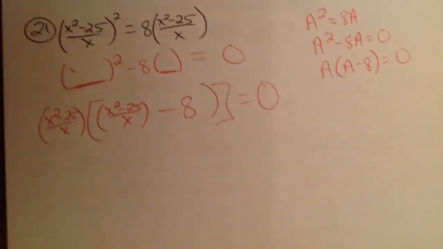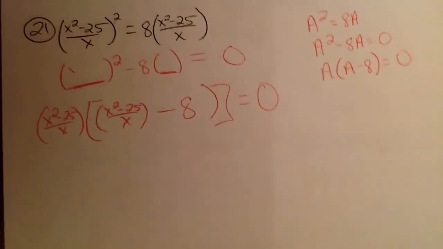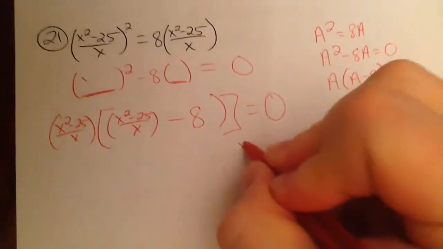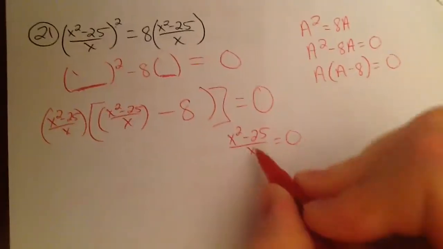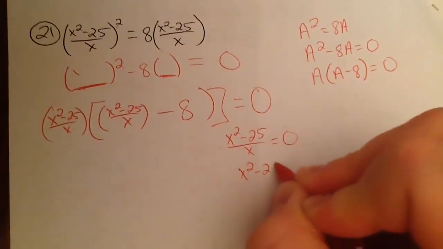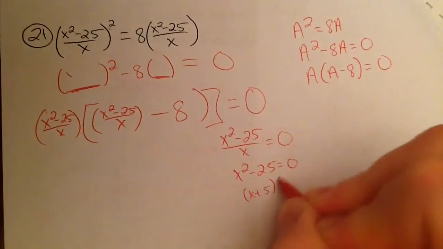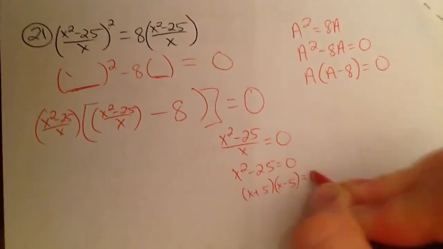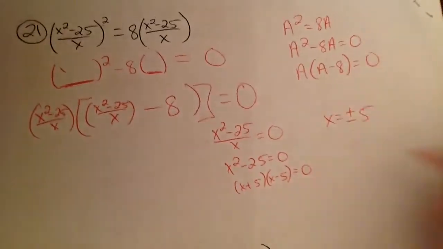So I got all that. Set my factors equal to 0 now, so I'll have x squared minus 25 over x equals 0. Multiply both sides by x. So x squared minus 25 equals 0. Hey, that's x plus 5, x minus 5. So 2 of my answers, plus or minus 5 right there.